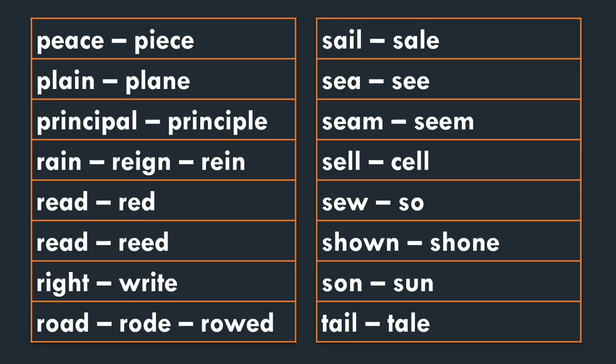The next is tail, and tale. Tail is the long part of an animal's body that is sometimes of use to them and sometimes of no use to them. Like for monkeys it's very useful, but in some other animals it's not useful. Then tale means story.